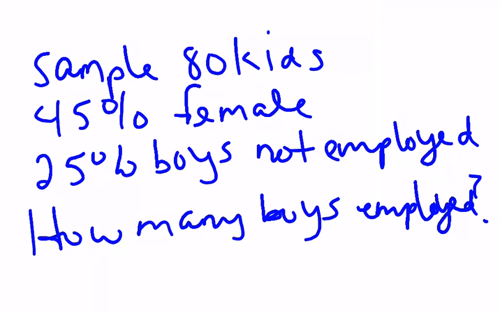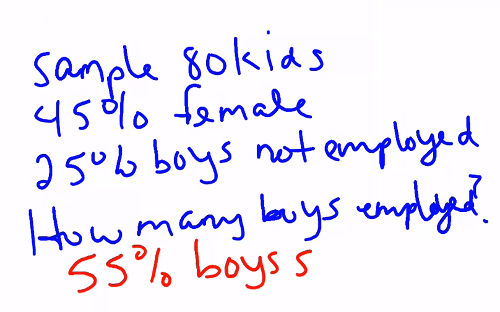Okay, so we have to look. They sampled 80 kids, 45% are female. So if we take the rest of them, that means that 55% of them are boys. 55% boys surveyed. So out of the 80 kids, 55% surveyed are boys. And so how many is that out of the 80 kids? So 55% of 80, so 0.55 times 80, leaves us with 44 boys were surveyed. Okay, so that's not the answer to our question.